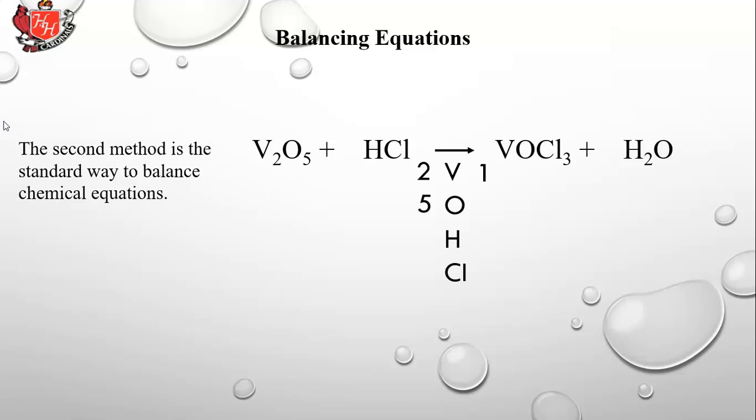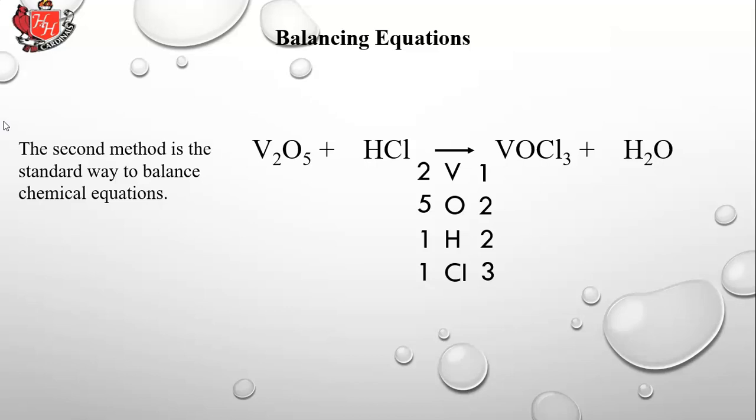5. How many do you have on the right? Okay, remember you have O's in 2 different locations, in the VOCl3 and in the H2O, so you have 2 over on the right. H's, 1 on the left, 2 on the right. And chlorine, Cl, 1 on the left, 3 on the right. So what you've got to do is get those numbers to where they're all equal so that everything is balanced.